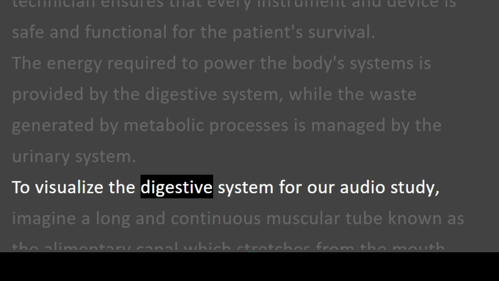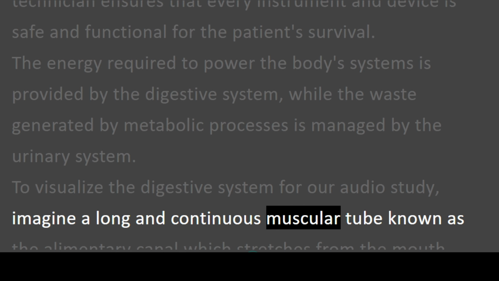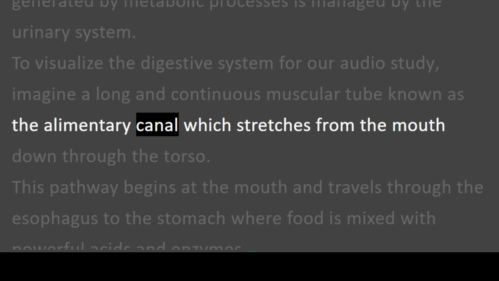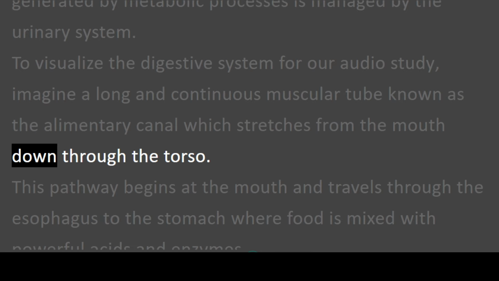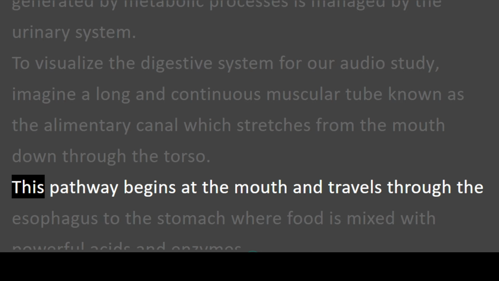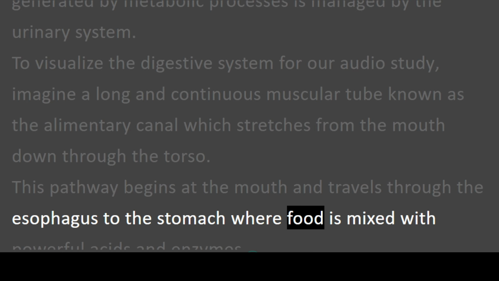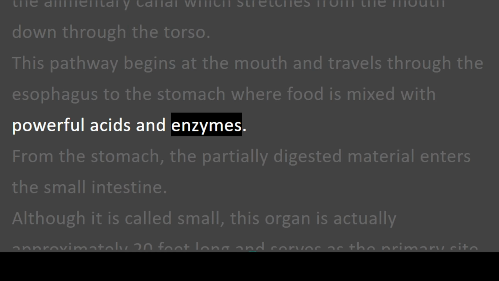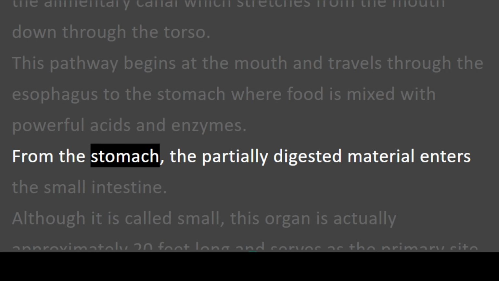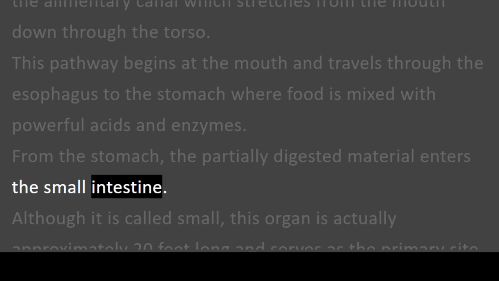To visualize the digestive system for our audio study, imagine a long and continuous muscular tube known as the alimentary canal which stretches from the mouth down through the torso. This pathway begins at the mouth and travels through the esophagus to the stomach where food is mixed with powerful acids and enzymes. From the stomach, the partially digested material enters the small intestine.